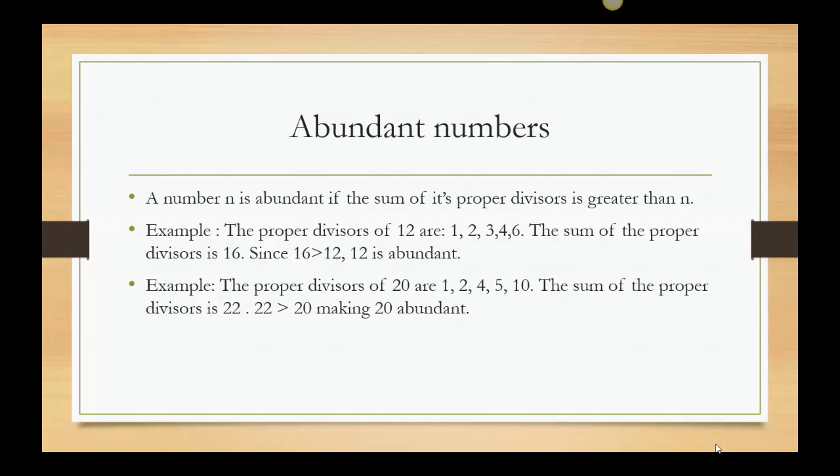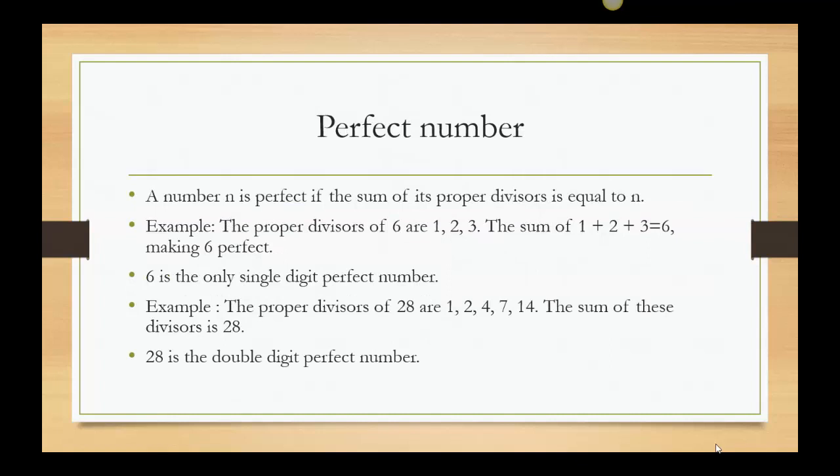Let's pick another number. 20. We talked about 20 earlier. 20 has factors of 1, 2, 4, 5, and 10. Again, let's add those up. 1, 2, 4, 5, and 10 gives me a sum of 22. 22 is bigger than 20, so once again, we call this abundant. So let's think about what we talked about. We talked about what happens when the sum is less than the number. We talked about what happens when the sum is greater than the number, which only leaves what happens if the sum is equal to the number.